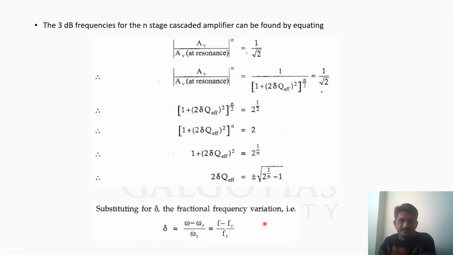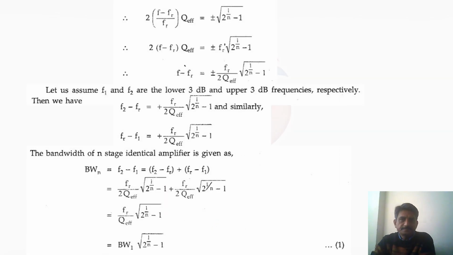Substituting δ for the fractional frequency variation, δ is equal to (ω minus ωr) upon ω, that is, (f minus fr) upon fr. Substituting this in the above equation, we get f minus fr is equal to plus minus fr upon 2 Q effective times the square root of 2 raised to 1 upon n minus 1. Let us assume f1 and f2 are the lower 3 dB and upper 3 dB frequencies respectively. Then we have f2 minus fr and fr minus f1. The bandwidth of the n stage identical amplifier is given as f2 minus f1, that is, f2 minus fr plus fr minus f1, so we get the bandwidth as fr upon Q times the square root of 2 raised to 1 upon n minus 1.